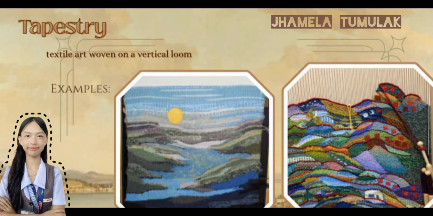Now, the next slide, which is 24, explains tapestry. A tapestry is a form of textile art that is woven on a vertical loom. Artists use threads to create images, patterns, or stories. Even though it uses fabric, it is still two-dimensional because it is flat and meant to be viewed from the front. Tapestries were often used to decorate walls and tell stories in the past.